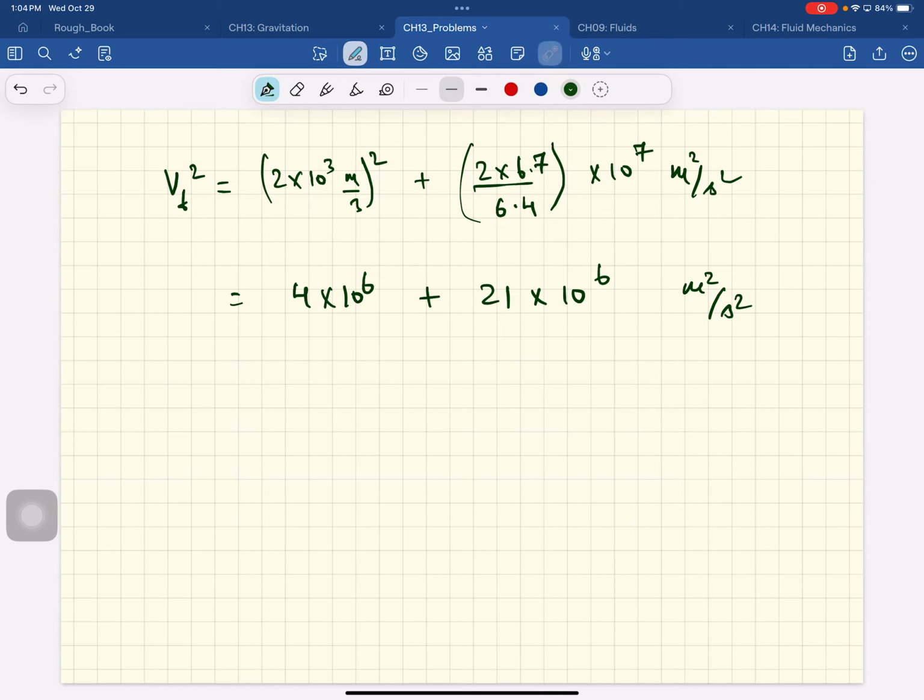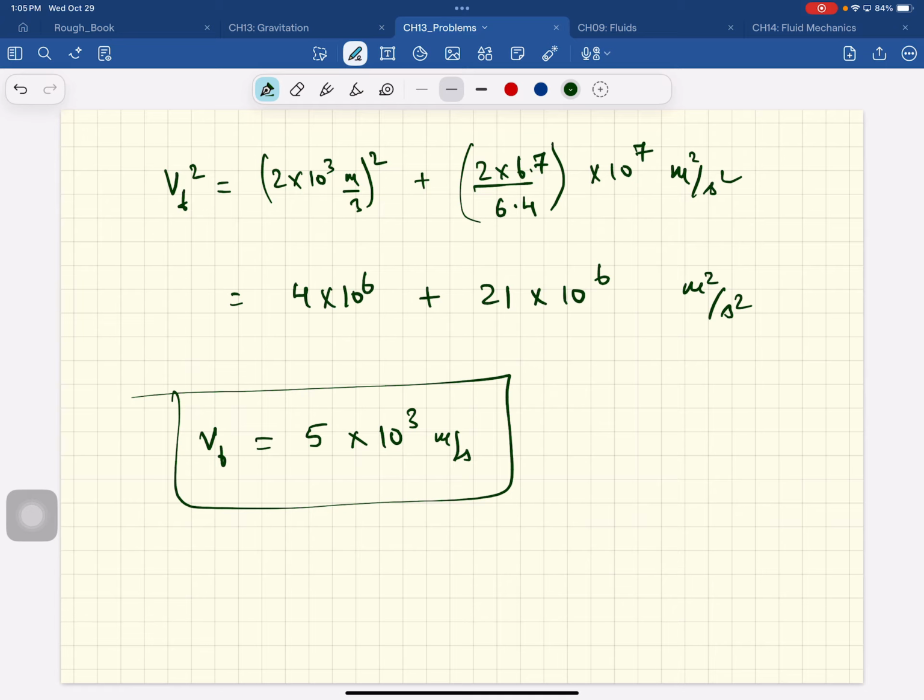All right, so the final velocity squared, you see, that's the initial velocity squared, and this is how much it's sped up. Most of the energy is from the potential energy being converted to kinetic energy. Okay, so 21 plus 4 is 25, square root of that would be 5. So V final is 5 times 10 to the power of 3 meters per second. Okay, assuming I did everything right.